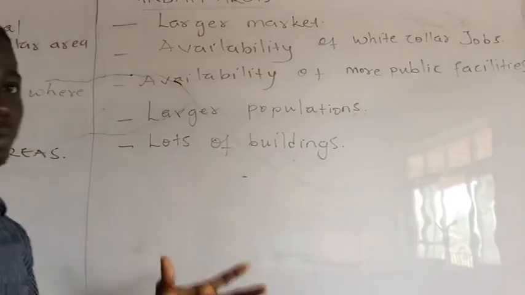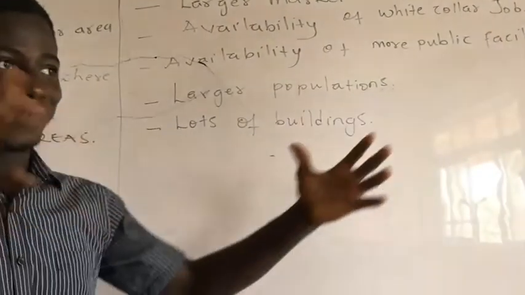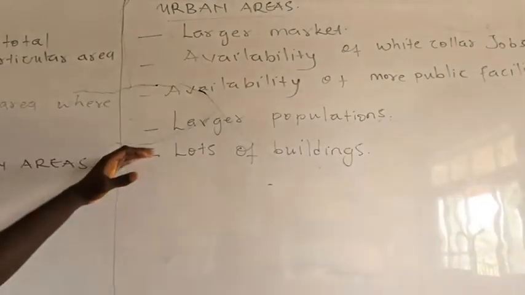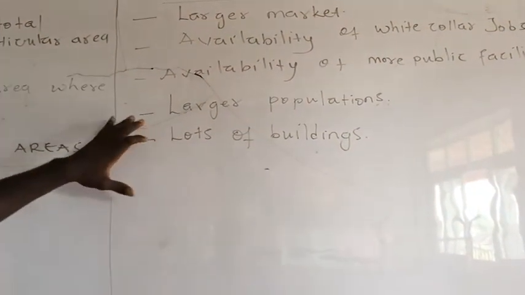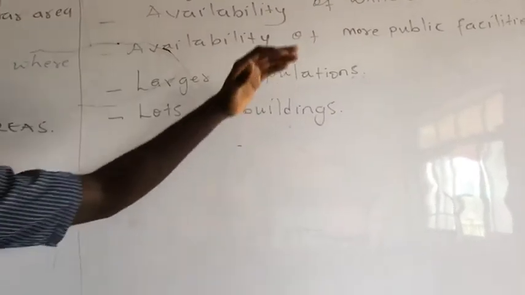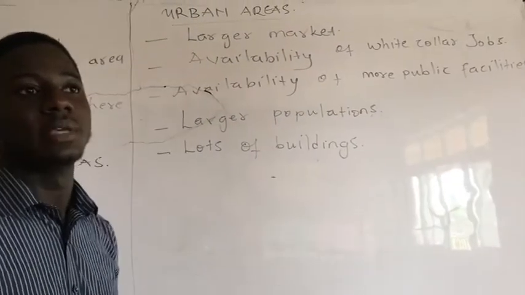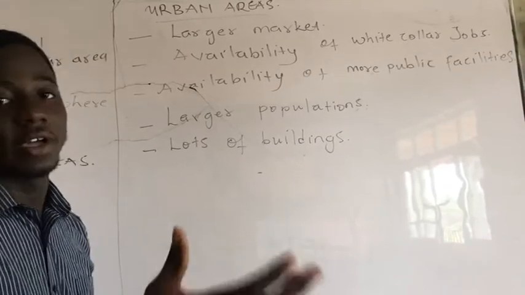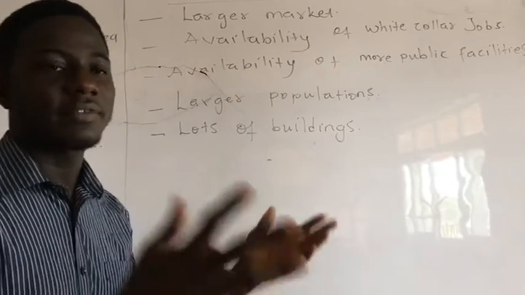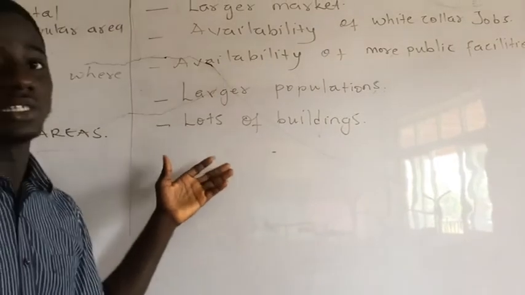For example, there can be a hospital in the rural area, but when it comes to the urban area, it's very big, and maybe there can be more private hospitals and more public hospitals too. They are all facilities. Number 4, larger population. In rural areas you can find about 500 people living in one community, or maybe 1,000. When you come to the urban area, sometimes you can find about 3,000 or 5,000 people living there, depending on which area you live.